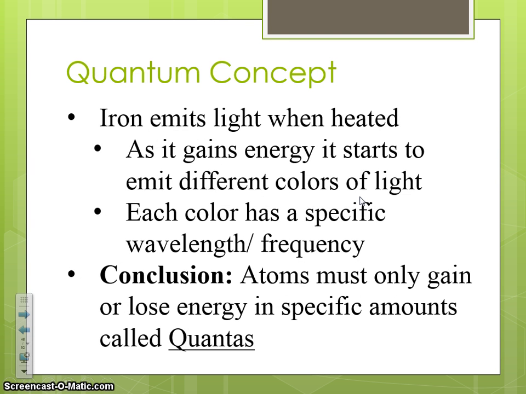So let's take a look at an example element. Iron emits light when it's heated. As it gains energy, it starts to emit different colors of light, and each color has a specific wavelength or frequency. We can match that up to the spectrum. So what scientists have concluded is that if only specific colors are emitted, atoms must only gain or lose energy in specific amounts. Otherwise, I'd see a whole range of colors. They've identified those amounts as quanta. Think of it like quantity.